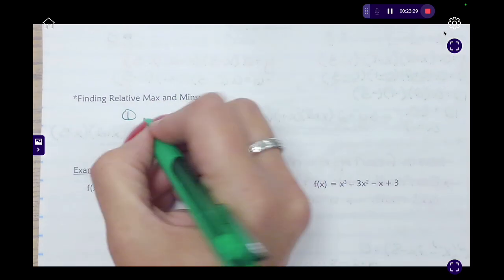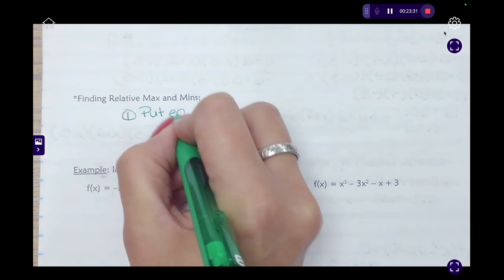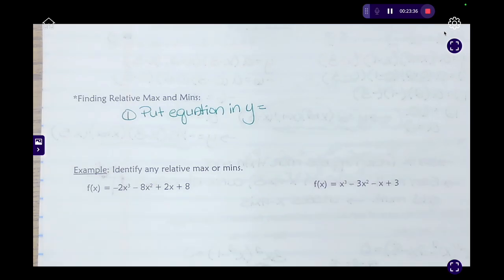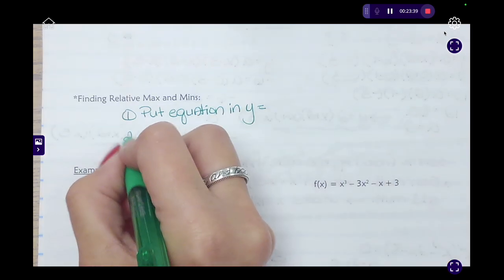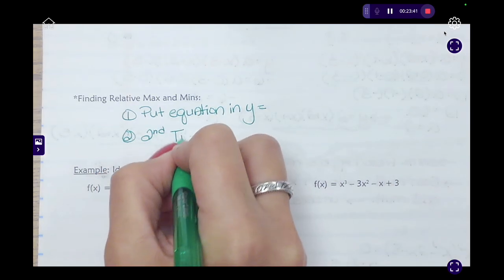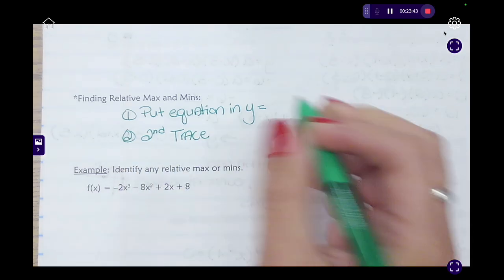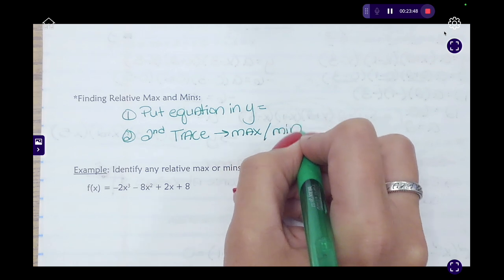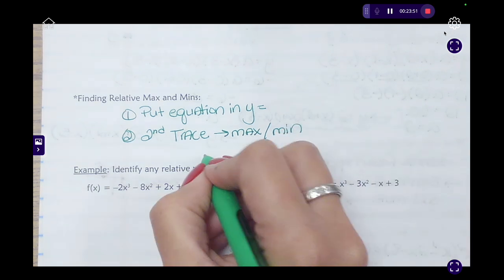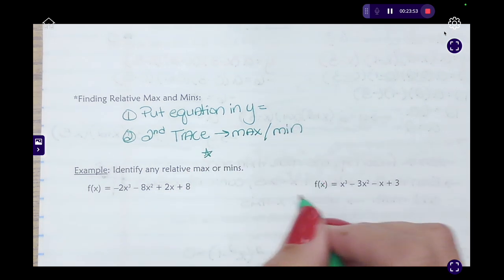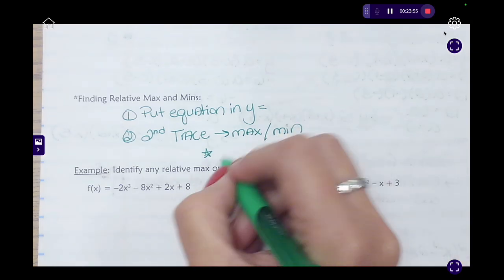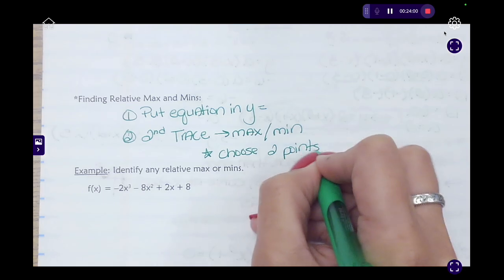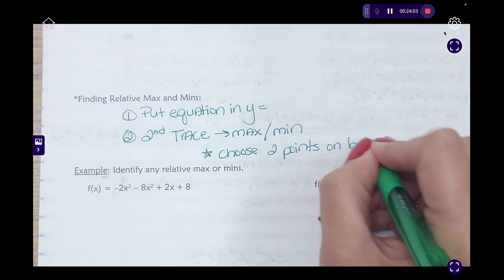and maxes. So we're going to go to y equals and put your equation in y equals. Whatever function you have, you're putting that into y equals. And then we're going to hit second trace, and we are going to hit either the max or the min. So we'll do both because we're finding both. The biggest point is after you hit second trace max or second trace min, whichever one you're doing, you do have to choose 2 points on either side, on both sides of that max.